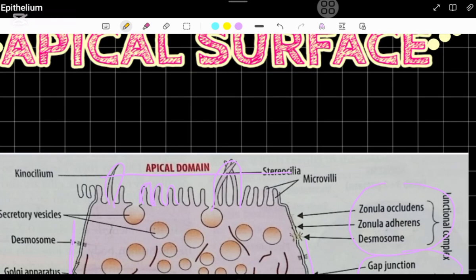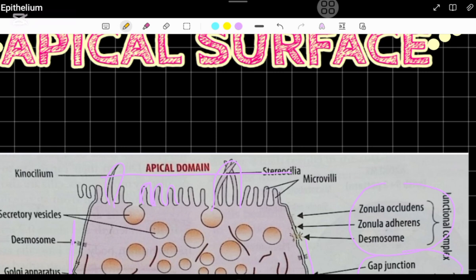Coming back to the stereocilia, we need to discuss what stereocilia are. We haven't discussed that in much detail, so I'm going to elaborate on it more. So why are stereocilia not considered as kinocilia? The first and most important reason is that they are not able to move.